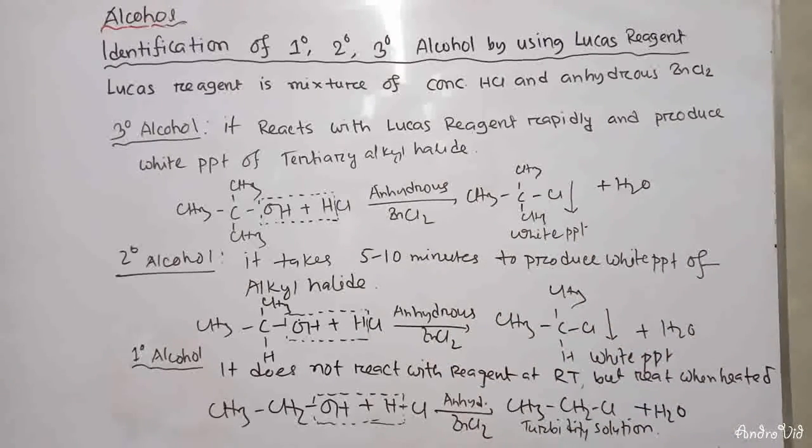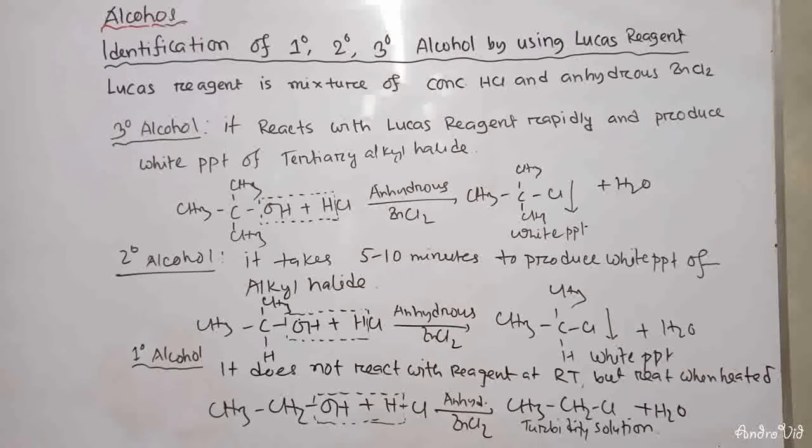In case of 1 degree alcohol, normally at room temperature, if you add Lucas reagent to 1 degree alcohol, there doesn't happen any reaction. If you heat this system, then 1 degree alcohol will react with this Lucas reagent, and in this way they produce 1 degree alkyl halide. 1 degree alkyl halide is not soluble in that solution, that's why the solution becomes turbid. From the turbidity of the solution, you will be sure that they produce 1 degree alkyl halide.